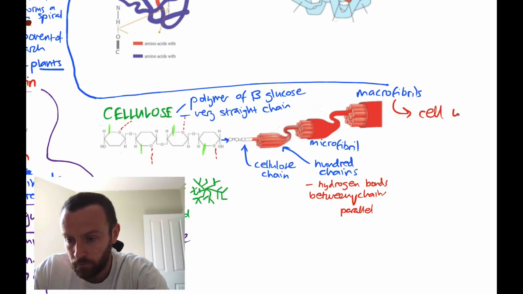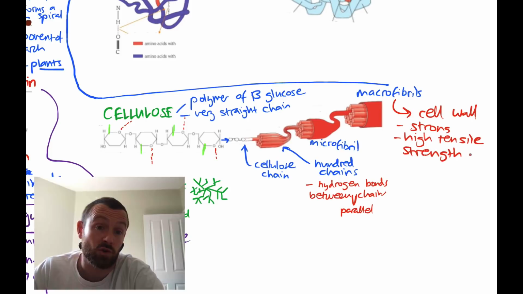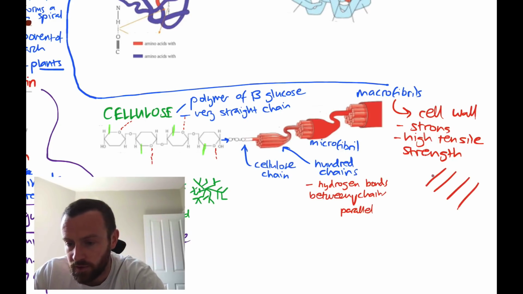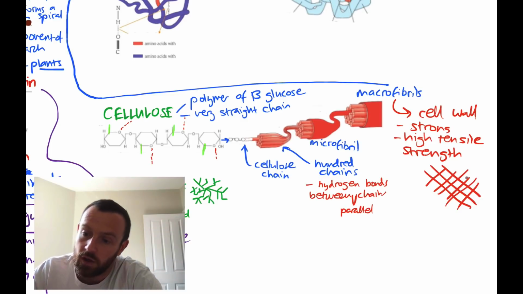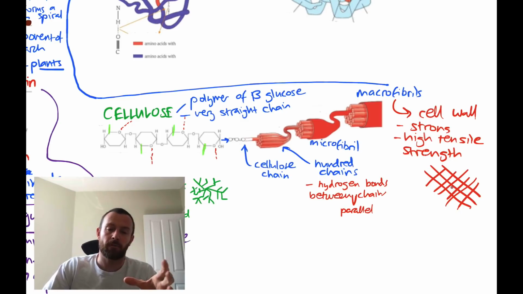Cell wall, strong, high tensile strength, which can resist the pressure of osmosis. And if we were to look at the cell wall, these macrofibrils are crisscrossy like this across the cell wall, which means the cell wall is still permeable, but it's very tough. Okay, so those are the key polysaccharides that we need to know about.